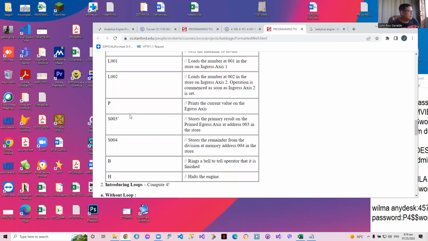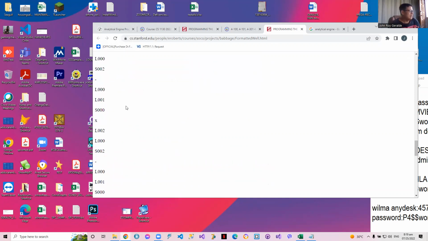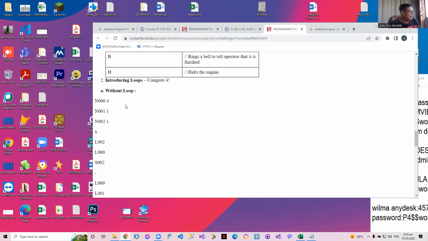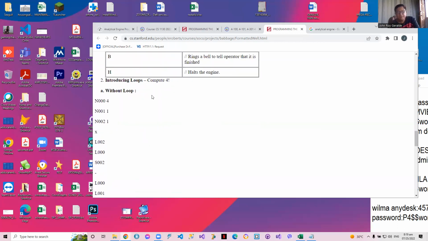No. Okay, here's an example to compute the 4th factorial. Do you follow? We have this in our worksheet, no? In Excel. We'll do this in Excel. We'll trace this in Excel. An example of the 4th factorial using the analytical engine. Do you follow? Any questions? Any questions, class?